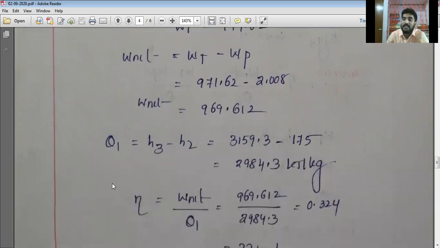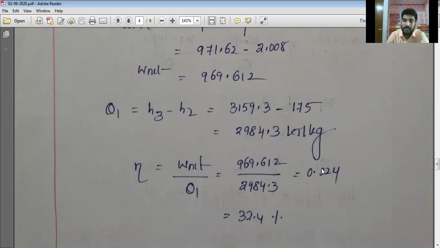Next, heat supplied. Heat supplied in the Rankine cycle is a constant pressure process, so in terms of enthalpy it is H3 minus H2, because that is process 2 to 3. H3 is a known value, H2 is a known value. Based on those values, you can find Q1, the heat supplied, is 2984.3 kilojoule per kg. Then efficiency is equal to net work done by heat supplied. I got finally 32.4% efficiency.